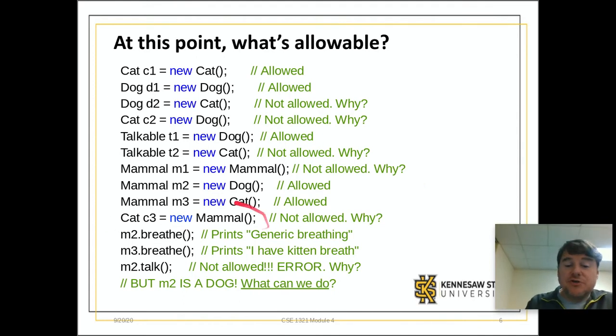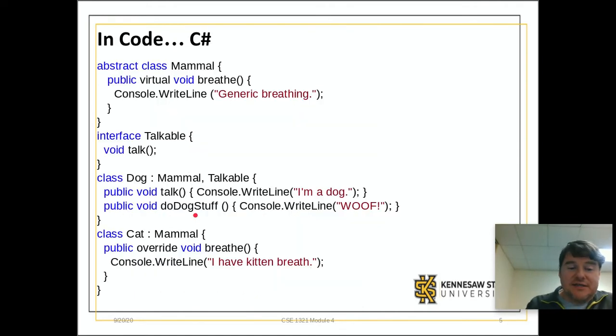All right, can you do it in reverse? And the answer to that is no. So you cannot say cat C3 gets new mammal. Let's go back and look at that. So cat is instantiable, and cat can be a type. Those are both valid statements.